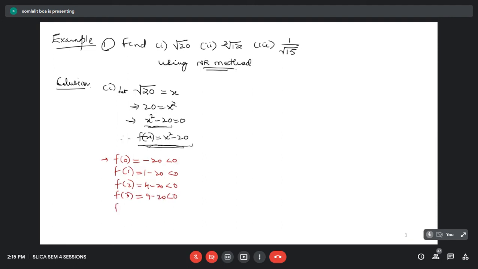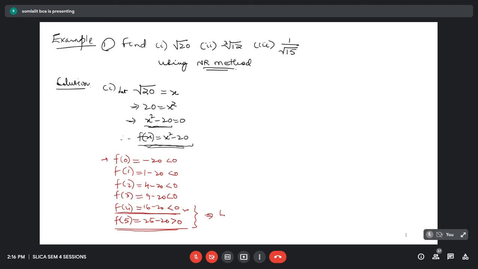What is f of 4? That is 16 minus 20, as I have told you. This is also negative. Okay? And now you will find f of 5, which is nothing but what? 25 minus 20, which is greater than 0. So function f, you can see, attains a negative value at 4 and positive value at 5. So therefore function must have one root between which two numbers? 4 and 5. That you know. You were knowing in fact from the beginning.